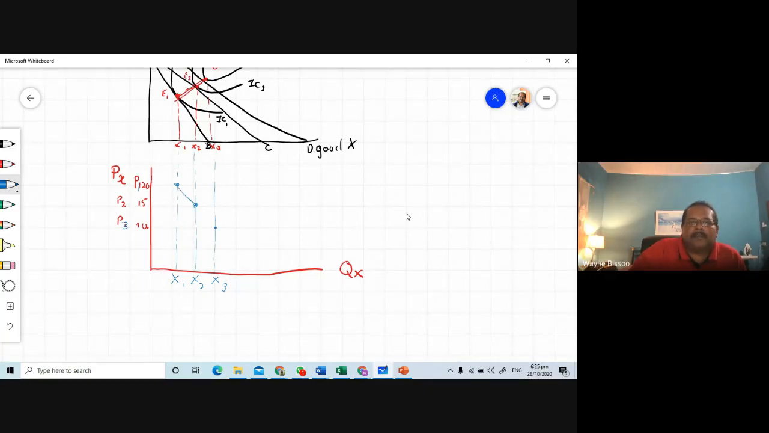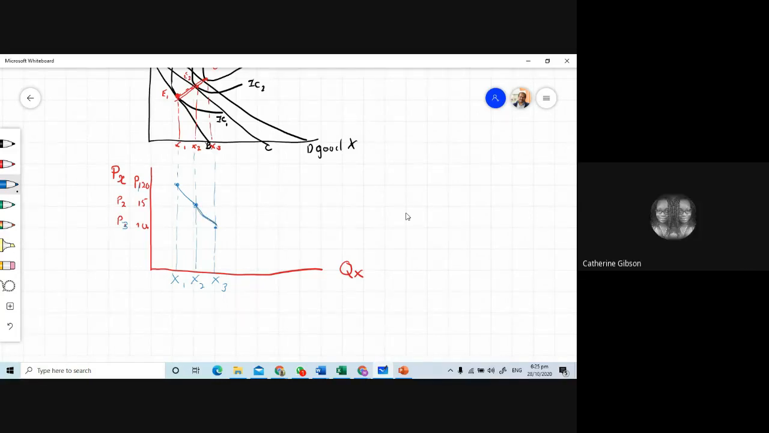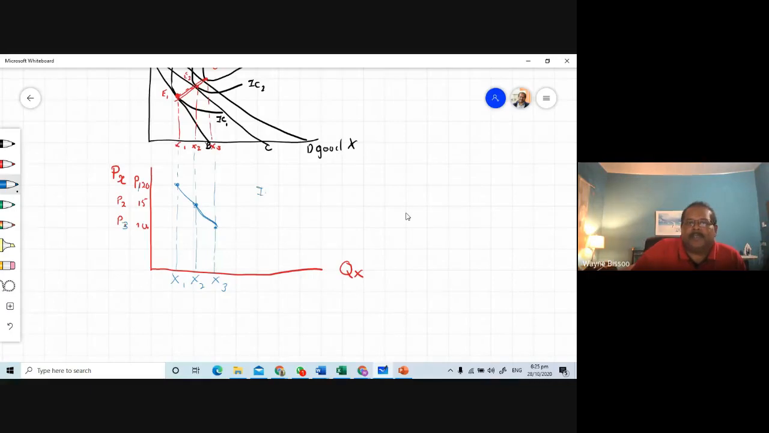So if we then connect these lines to each other, this gives us an individual demand curve. And we actually label this with a lowercase d like that. Just for your information, when you go into your textbooks, you're going to see demand curves labeled with a lowercase d, that's individual demand.